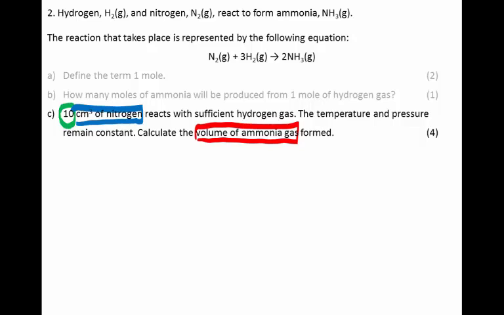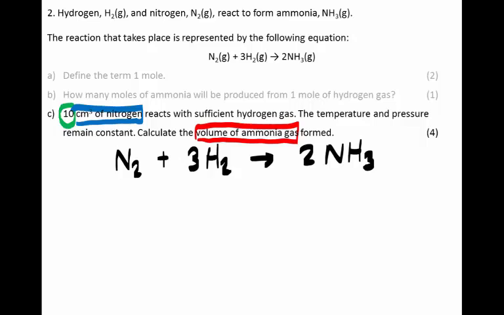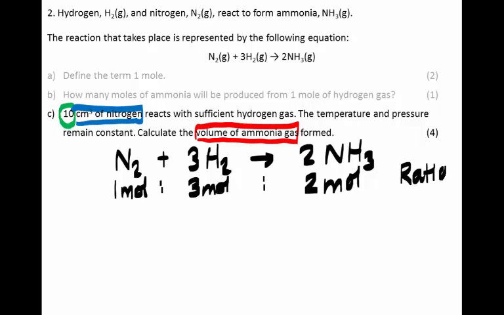We start by writing the balanced equation. Why do we need the balanced equation? The balanced equation gives us the mole reacting ratio. 1 mole of nitrogen always reacts with 3 moles of hydrogen to form 2 moles of ammonia. Remember, this is a ratio. This is not this particular situation asked in C. No, this is the general reaction ratio.